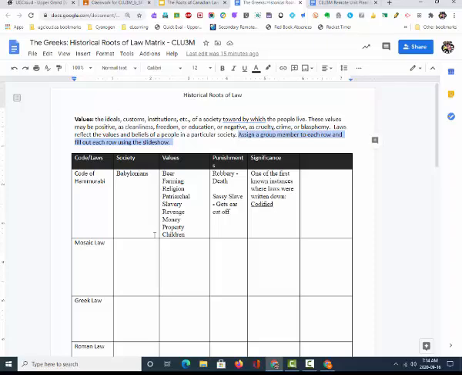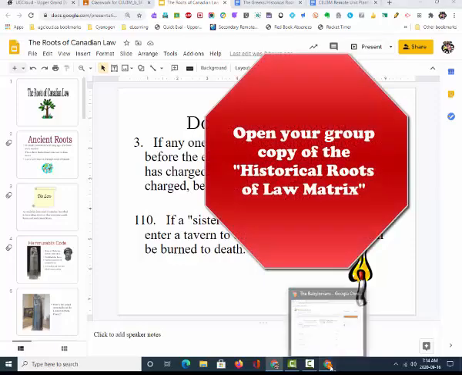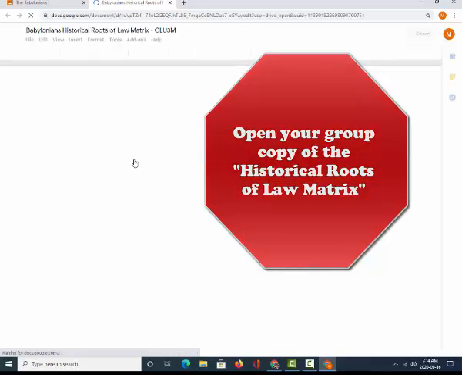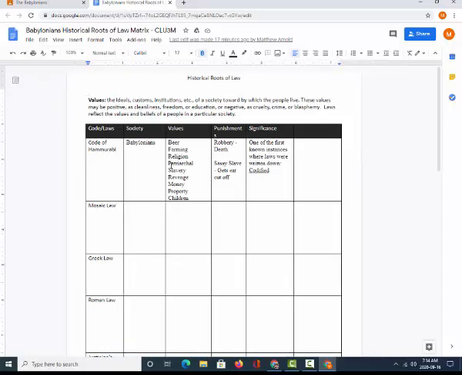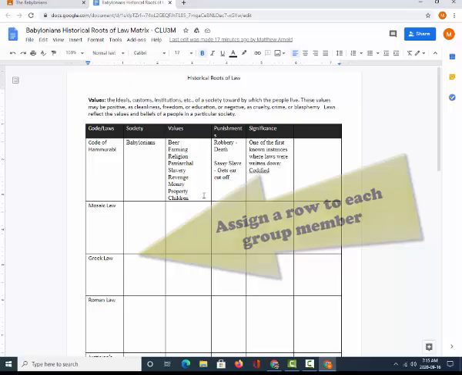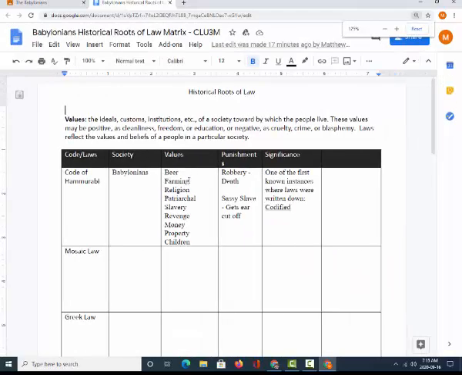Your second step, after reading the Roots of Canadian Law slideshow, you are going to open this slideshow, and one person in the group is going to assign one row to each member of the group. That member of the group will be responsible for filling out that particular row. In this case, in my group, I was responsible to fill out the Code of Hammurabi.